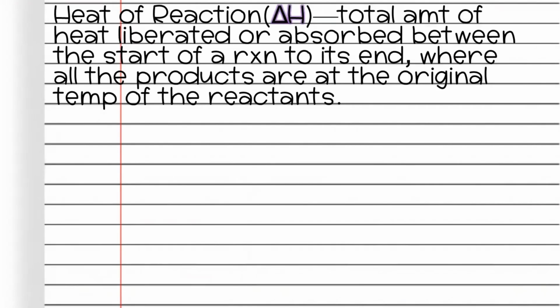Delta H, the heat of reaction. Delta H is the total amount of heat liberated or absorbed between the start of a reaction and its end, where all the products are at the original temperature of the reactants.